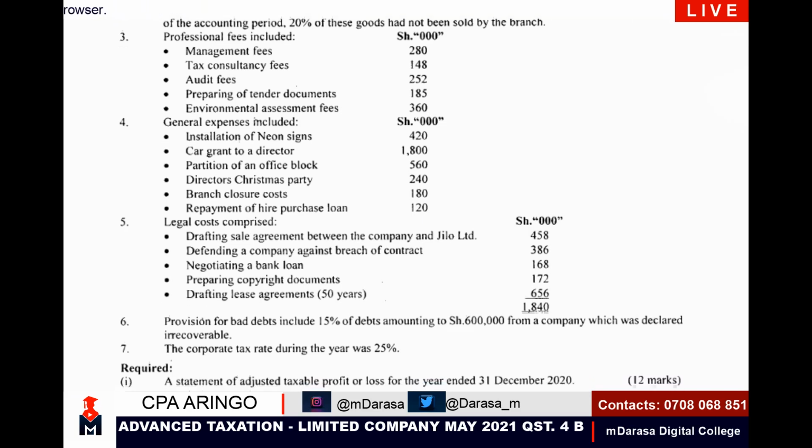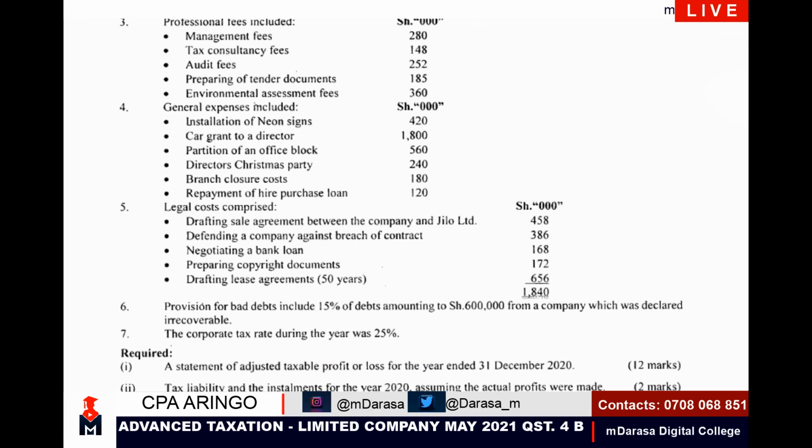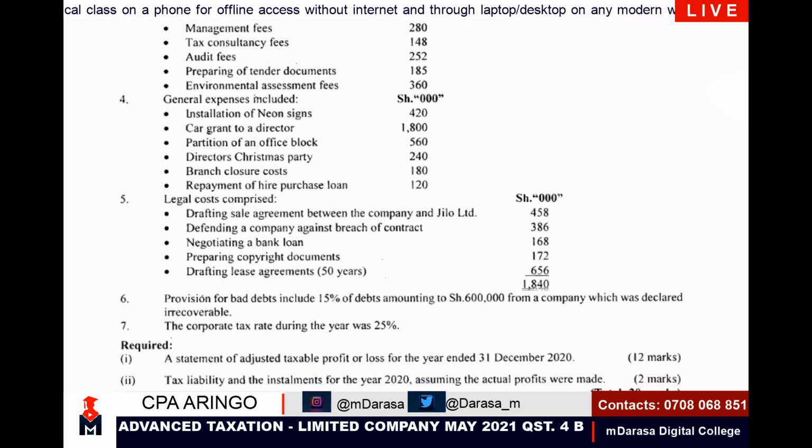Note 6, provision for bad debts includes 15% of debts amounting to 600,000 from a company which was declared irrecoverable. In this case the examiner was silent, but I forgot to mention that. In the event that the examiner is silent, we will always take the provision for doubtful debts as general, and therefore non-allowable expense. But the examiner is telling us that in our provision for doubtful debts, we have 15% of debts amounting to 600,000 from a company which was declared irrecoverable. So 15% of this amount, we are going to remove completely, and therefore take as bad debts.